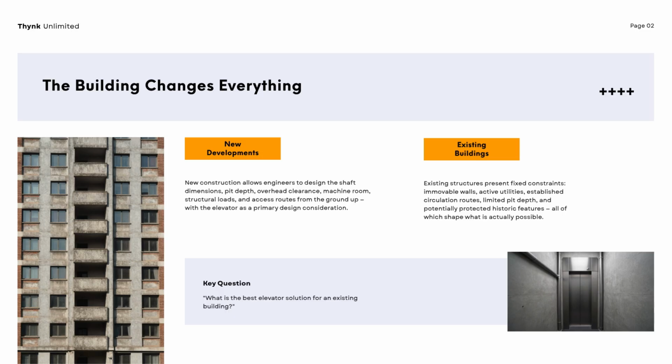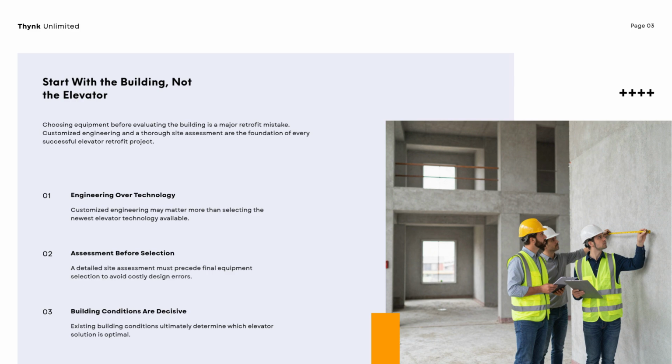Important factors include available shaft space, pit depth, overhead clearance, structural capacity, building height, passenger traffic, door locations, installation access, maintenance access, and power supply. These conditions often determine which elevator solutions are actually practical. For existing buildings, customized engineering is often more important than simply choosing the newest elevator technology.